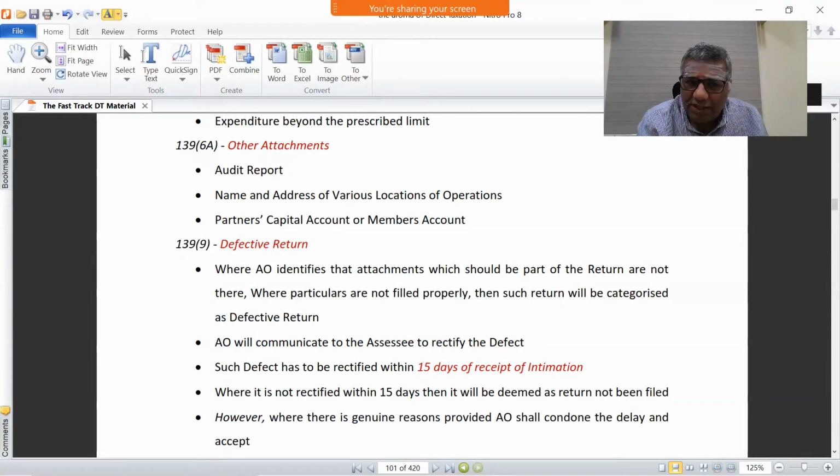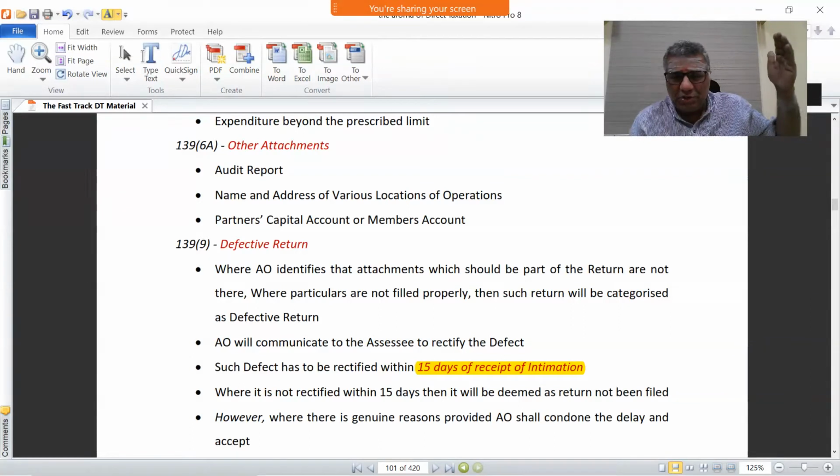If any of these things are not there, I will call your return a defective return, and intimate to you the defect. You have to correct the defect within 15 days of that intimation. It can be extended also, that 15 days. So this is about 139.